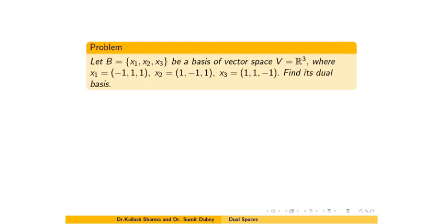So let us give an example. Let B be the set containing vectors x1, x2, x3. Let it be a basis of vector space V equal to R cube, where x1 is (-1, 1, 1), x2 is (1, -1, 1), x3 is (1, 1, -1). So let us find the dual of the basis B of vector space V equal to R cube.